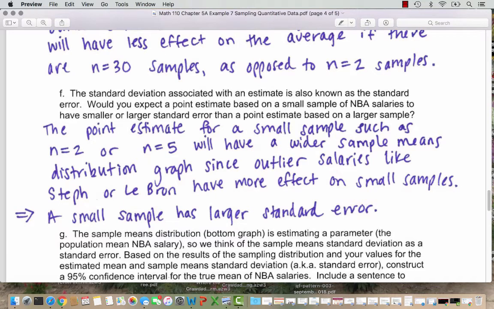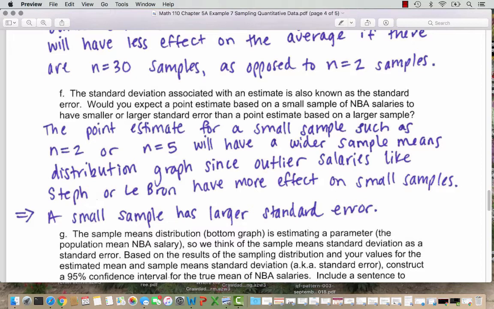Question F says the standard deviation associated with an estimate is also known as the standard error. So would you expect a point estimate based on a small sample of NBA salaries to have smaller or larger standard error than a point estimate based on a large sample?